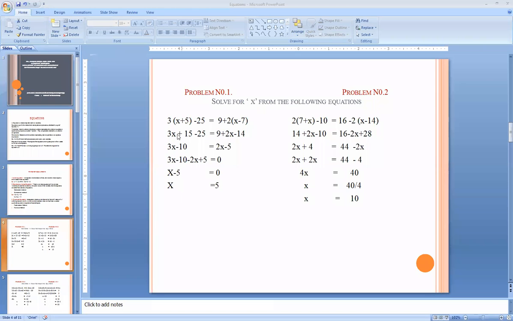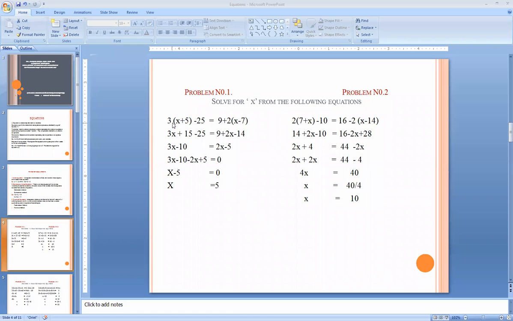And see the question here, the first question. Solve for x: 3 into, the bracket itself indicates multiplication, 3 into the bracket x plus 5, closed bracket, minus 25, this is separate, equals 9 plus 2 into, this 2 is relating to the values in the bracket, x minus 7. Now we should multiply the values. We have to open these brackets.